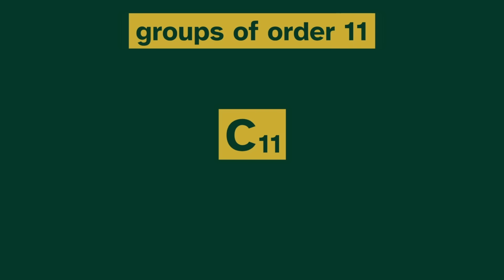Next, order 11. There's just C11. As we saw last time, if the order is prime, then the group is a cycle. So we'll move on to order 12.